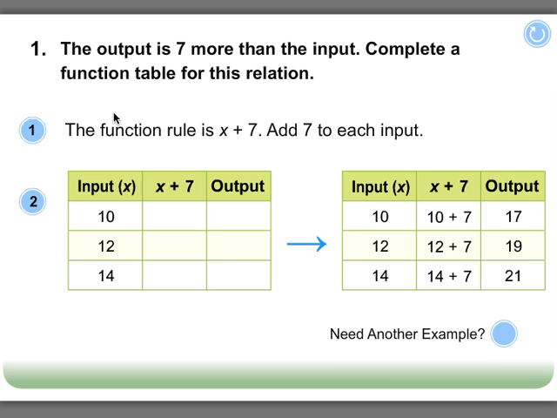Now a function table is just a table to help us understand these things. This is a function table. Your input is x. So basically we're telling you x is 10. And this is x plus 7. So what would your output be? If your input was 12 or if your input was 14, you've got to figure out what the output would be. Okay, I know this is really kind of different, and so bear with me on this as we go through some of these.